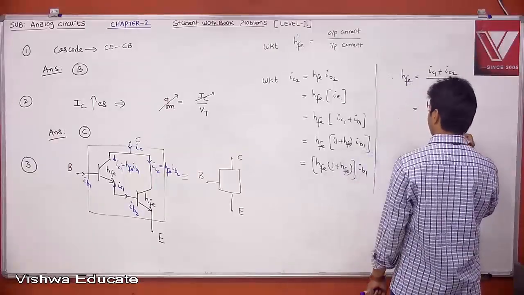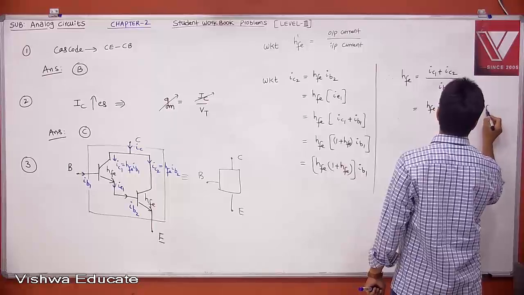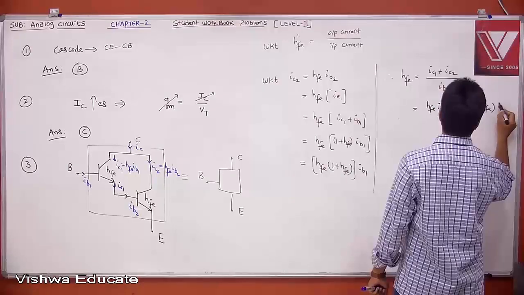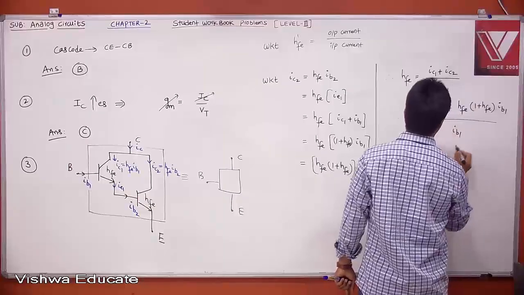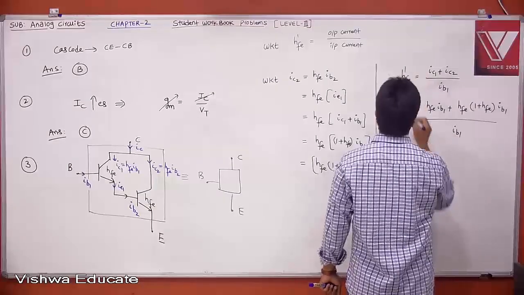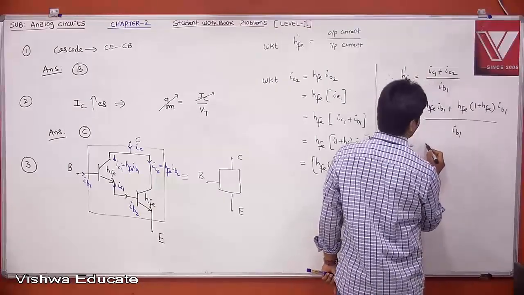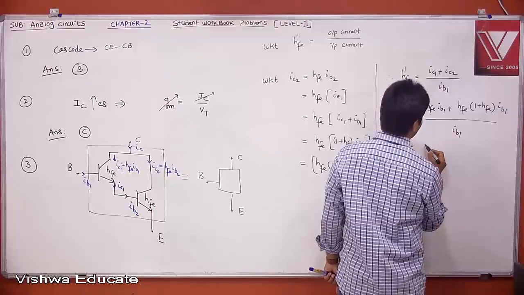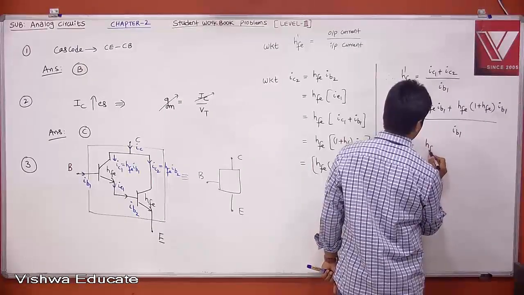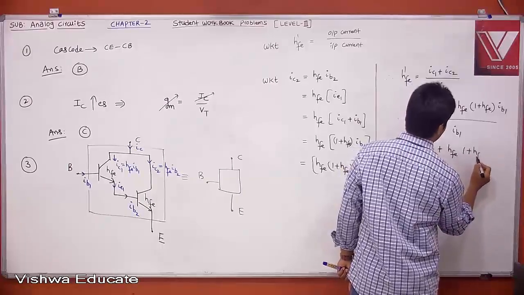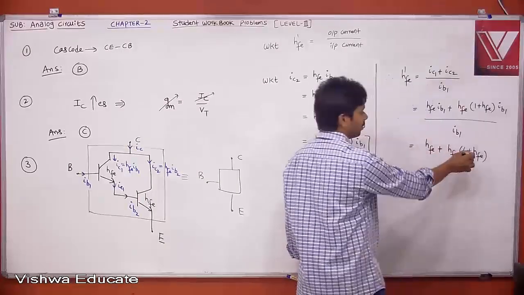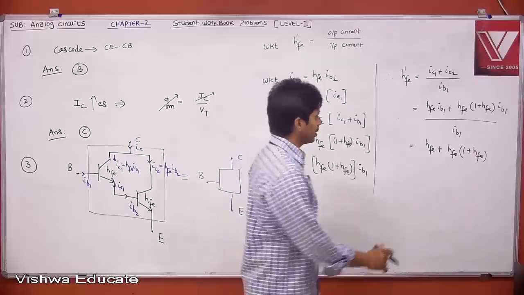HFE into 1 plus HFE into IB1 divided by IB1. Therefore, this is nothing but the new HFE. If you take IB1 common, HFE plus HFE into 1 plus HFE. Actually, you can neglect this HFE with respect to this, but anyway, this is the exact value.